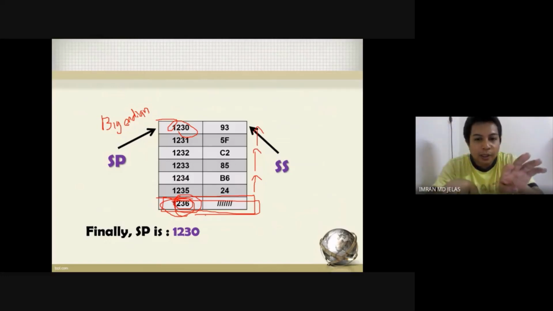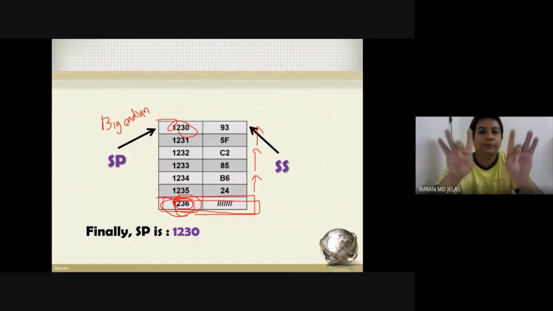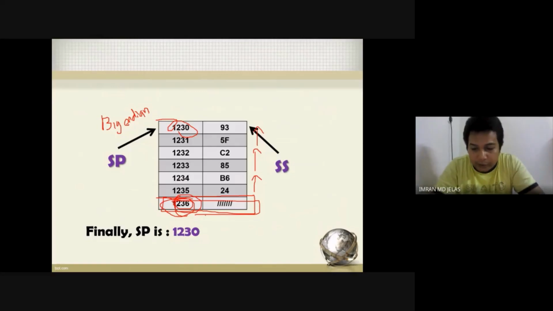So 2 means 0010, and 4 means 0100. So we can only store 8 bits, or 1 byte, at any memory location.